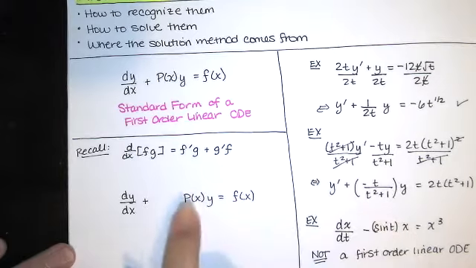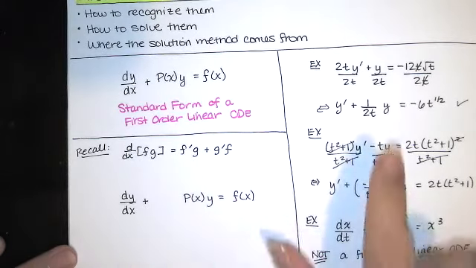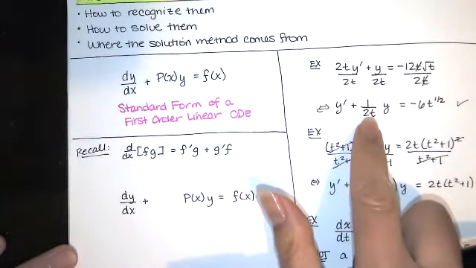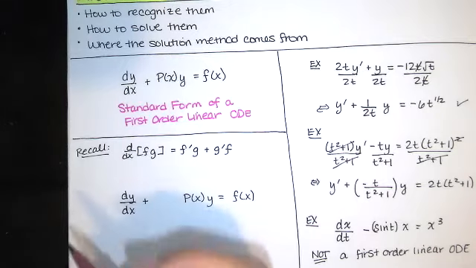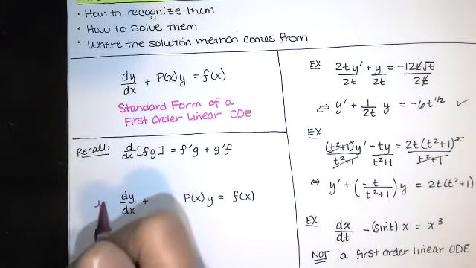Now remember, these functions p and f are going to be known. So in this case, p was 1 over 2t, and f was negative 6t to the 1/2. So these are given to you. Even though it looks like they're not given to you right now, it's just because we're talking about this in the abstract. We're going to make it more concrete when we do examples in a little bit. So I want to multiply by mu of x.